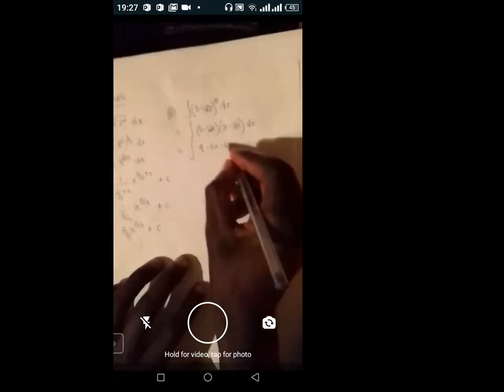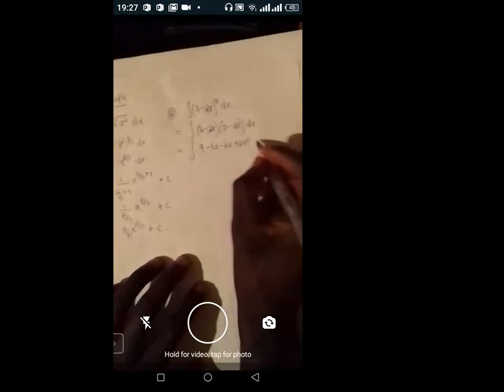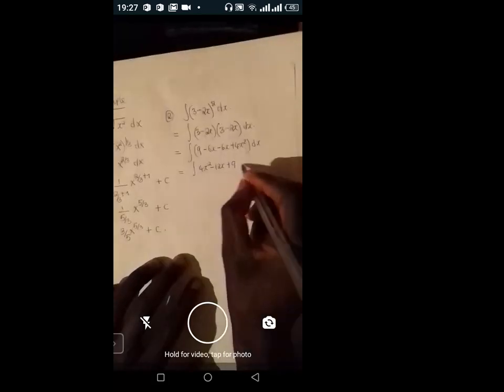So we first expand this. This is equal to the integral of 3 minus 2x times 3 minus 2x dx, which is equal to 3 times 3, you have 9. 3 times this, you have minus 6x. This times this, you have minus 6x. Then this times this, you have plus 4x squared dx, which is equal to 4x squared minus 12x plus 9 dx, and then you integrate that.